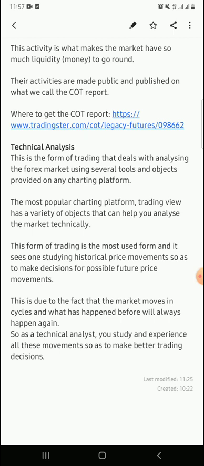So, as a technical analyst, you study and experience all these movements so as to make better trading decisions. Okay, so now what technical analysis does is that it helps you study historical price movements using different tools and objects, and we are going to go to the TradingView app soon enough.